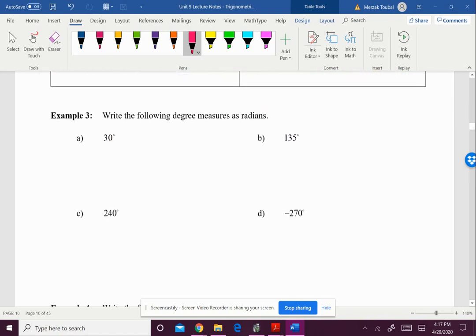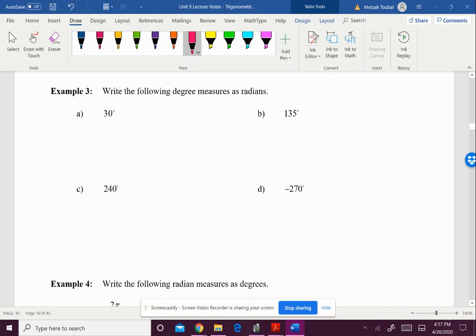Let's do some examples. The question says write the following degree measures as radians. We'll start with 30 degrees. 30 degrees, so we must multiply by pi radian, so we don't have to write radian each time. And we divide it by 180 because we want to divide degree by degree. Well, we can simplify. 30 by 30 is 1 times pi. And 180 divided by 30, that's 6. So pi over 6 radian.